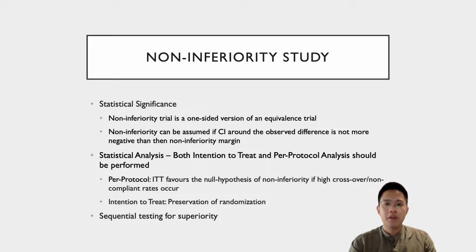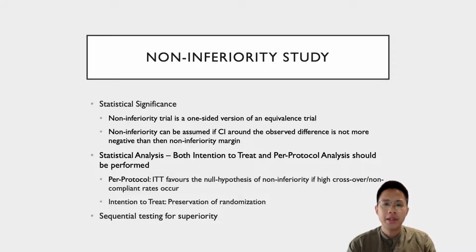So just a bit more on non-inferiority studies. Statistical significance of non-inferiority studies is assumed if the confidence interval of the studied drug is not more negative than the non-inferiority margin. We'll illustrate this in the subsequent slide. As mentioned, the non-inferiority trial is essentially a one-sided study, as compared to bioequivalence, where you say that the study effect falls within a certain upper and lower tail.